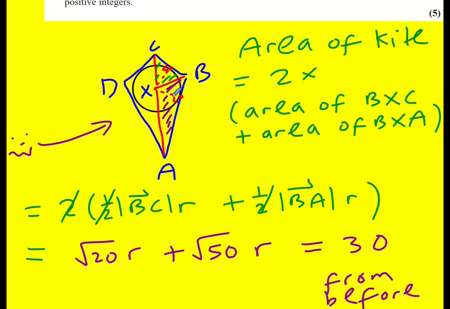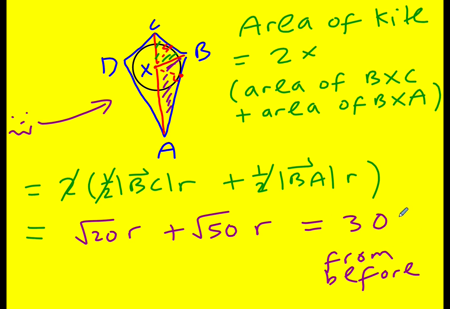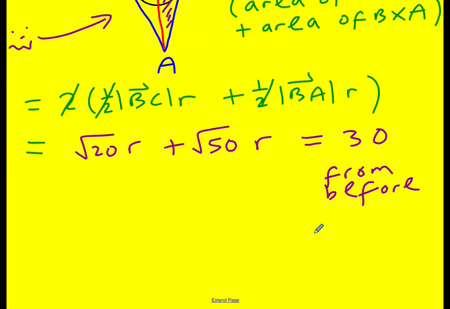And then I've looked at these two triangles. I've said, hey, if I add these areas up and times it by 2, that will give me the area of the kite. The area of the purple triangle is a half times BA times R, and the green triangle, very similar. I've added them up, times that by 2, cancelled out those. I know what these lengths are, and then I've set it equal to 30 from before.